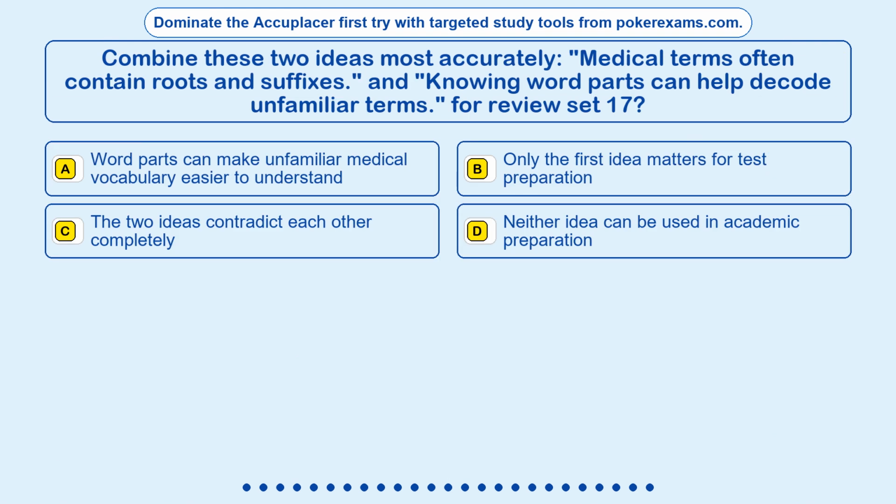Question 17. Combine these two ideas most accurately. Medical terms often contain roots and suffixes, and knowing word parts can help decode unfamiliar terms. For review set 17. Option A. Word parts can make unfamiliar medical vocabulary easier to understand. Option B. Only the first idea matters for test preparation. Option C. The two ideas contradict each other completely. Option D. Neither idea can be used in academic preparation.